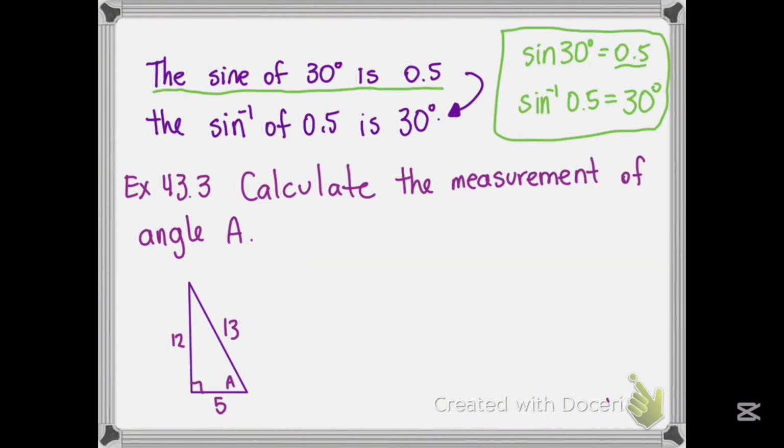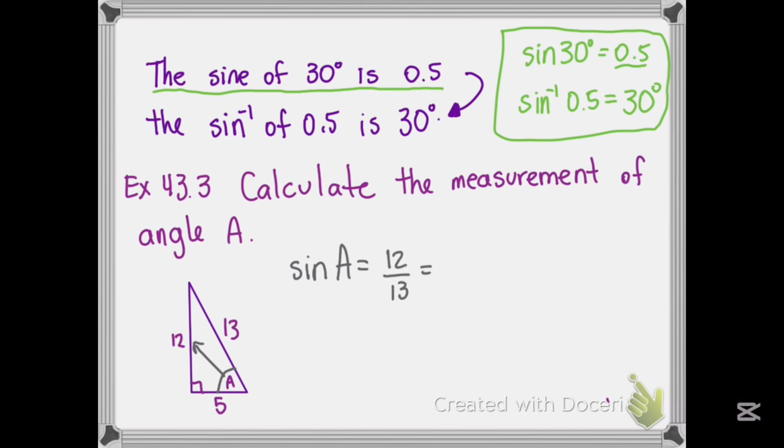So let's look at an example here. It says, calculate the measurement of angle A. So again, notice, we don't have A, but we can find sine of A. What is sine A? Well, it's opposite, 12, over hypotenuse, 13.